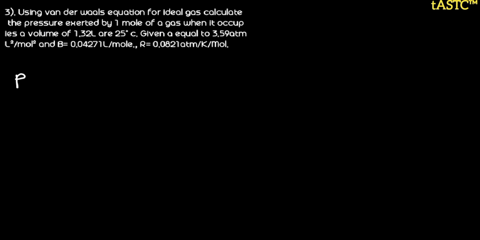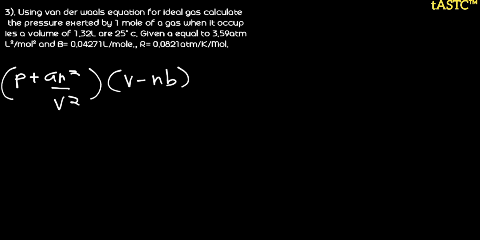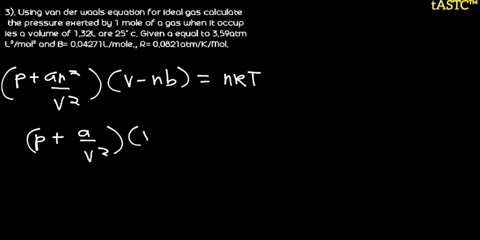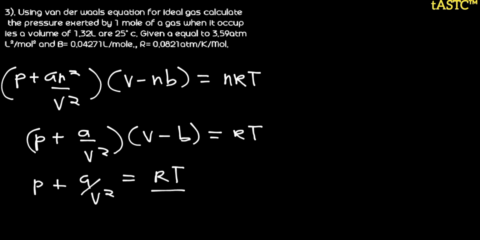Now we know that the van der Waals equation of state is (P + an^2/V^2) multiplied by (V - nB), and that is equal to nRT. But for 1 mole of a gas, you do not really need to write these anymore. So this should be written as P plus a divided by V^2, and here we're going to have V minus B, and this will be equal to RT. Now, in order to find P, we need to make P the subject of the formula. So P plus a divided by V^2 is going to be equal to RT divided by V minus B.